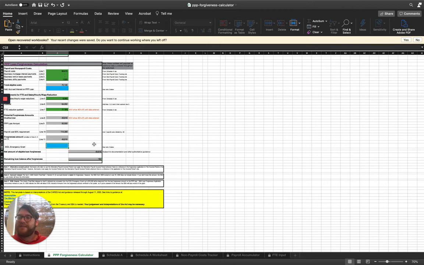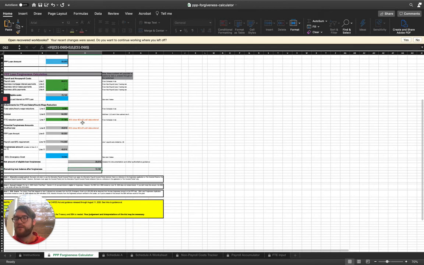Now, if you got any EIDL, you'll have to put that in here because the EIDL is no longer able to be forgiven. So if you got that EIDL, put that $10,000 there. The SBA will know whether you have it because they were the ones that gave it to you. So make sure you're being accurate with this, and that will give you what your balance is after loan forgiveness.